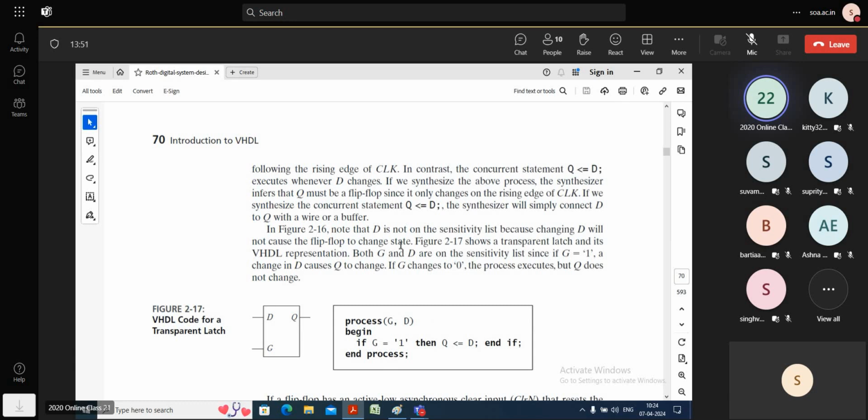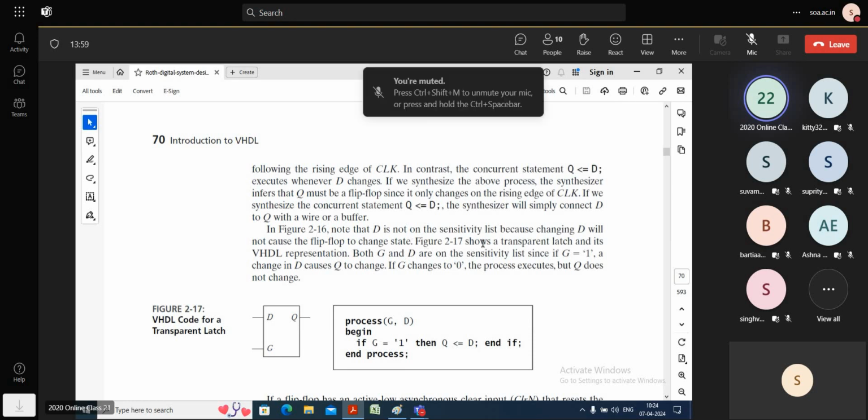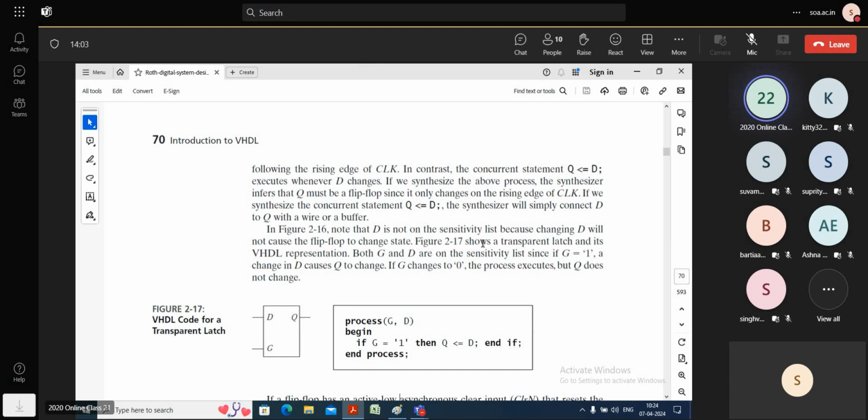But if D changes, that is not going to change Q. So it depends on the clock. That's why you need to put the clock, or CLK, inside the sensitivity list.